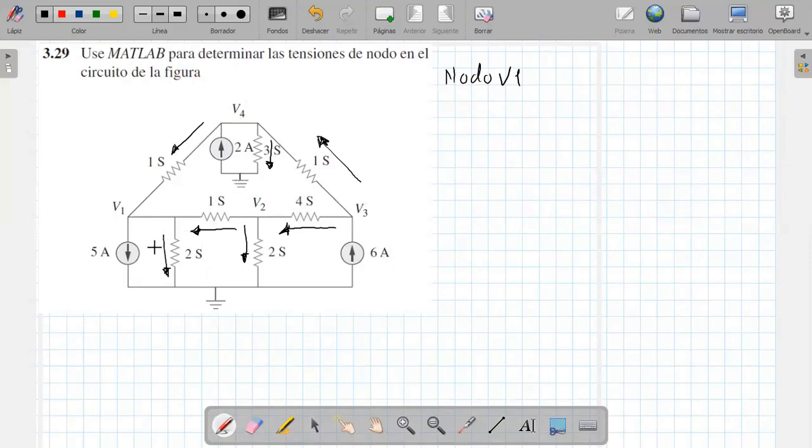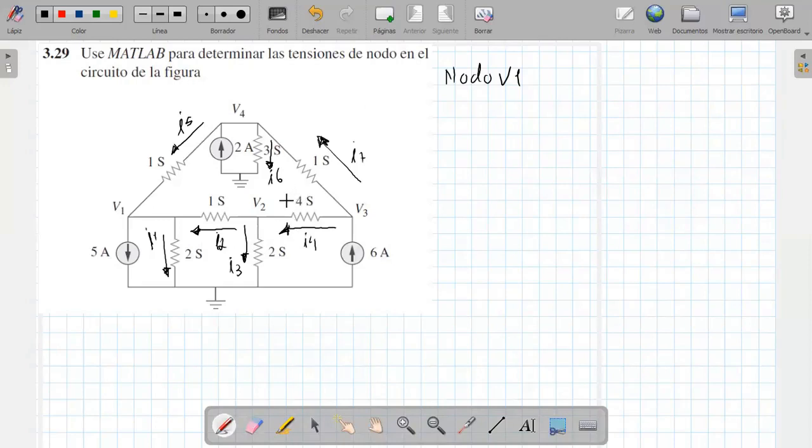Now I'm going to give them names. I'm going to call it current 1, and this one current 2, 3, 4, 5, and 6. Starting from here, I have already previously indicated the direction of the currents under analysis.